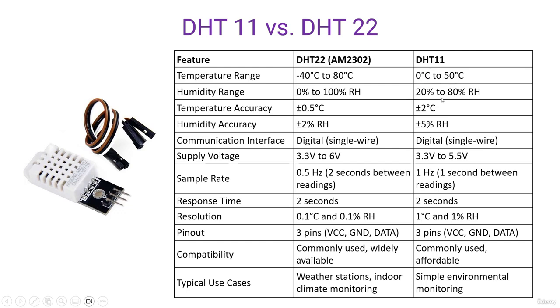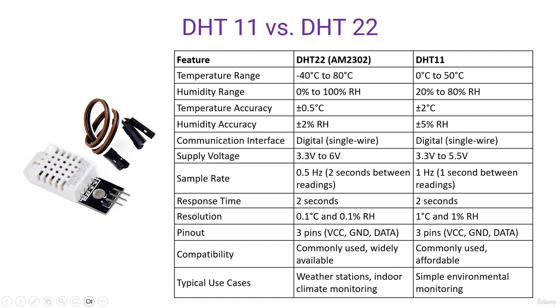The humidity range for DHT22 is 0% to 100% relative humidity, whereas DHT11 can measure 20% to 80%. Temperature accuracy is plus minus 0.5 degrees for DHT22, whereas for DHT11 it is plus minus 2 degrees centigrade. Accordingly, relative humidity accuracy is plus minus 2% for DHT22 and 5% for DHT11.